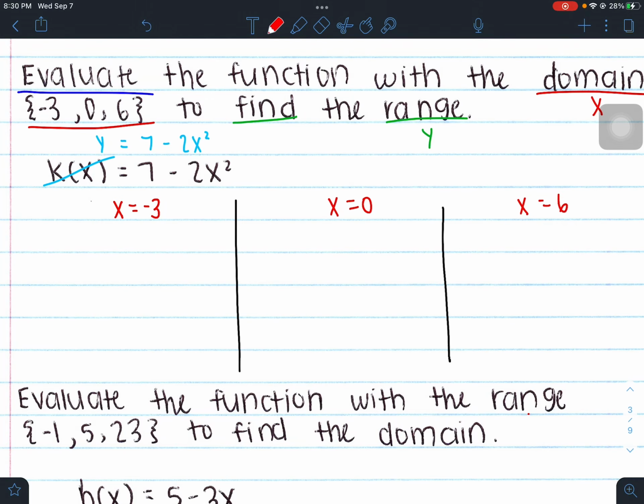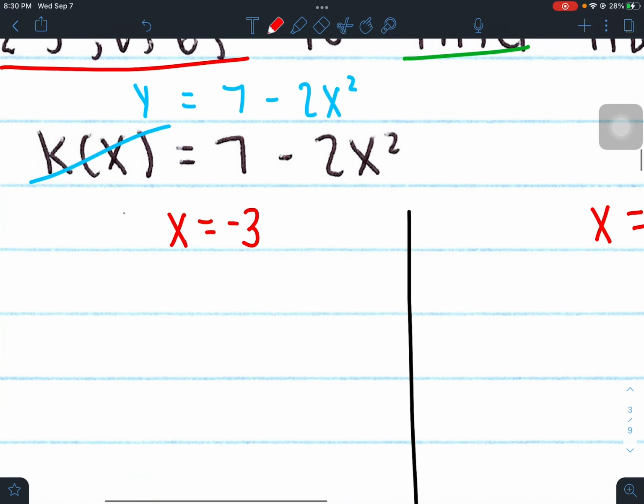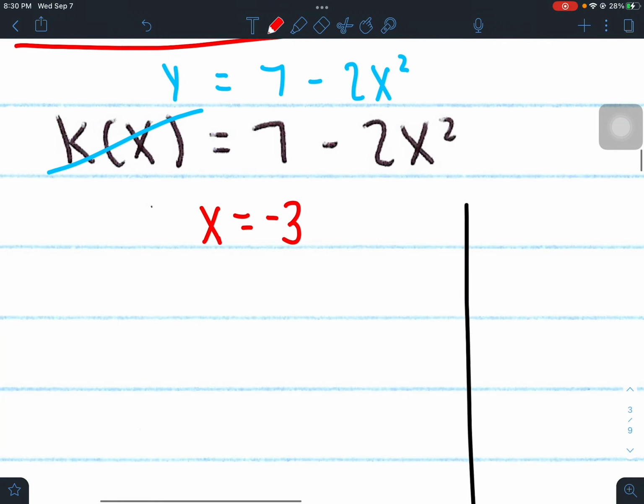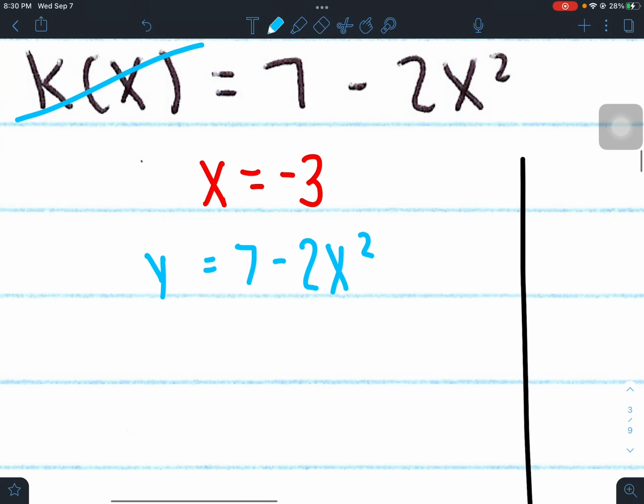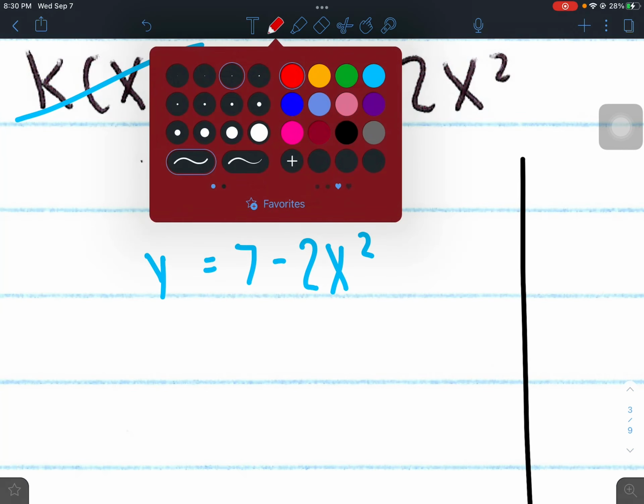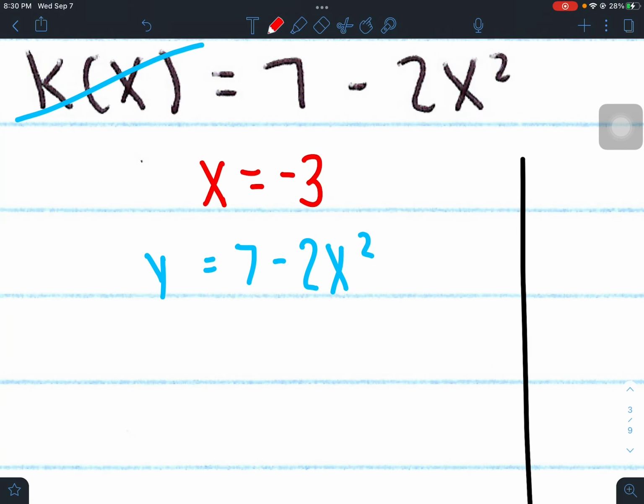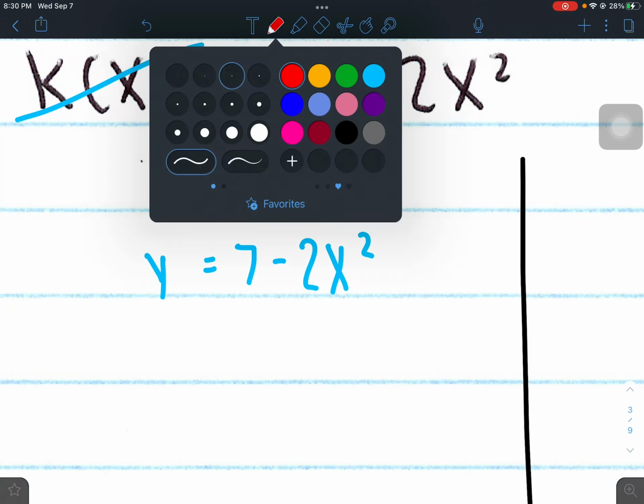Now, I'm going to use that function, y equals 7 minus 2x squared in baby blue right there. I'm going to use that for each of these values. So first, I'm going to evaluate for x equals -3. So I'm going to go ahead and copy down the function that I have above. And then I'm going to evaluate. Well, x equals -3. So where am I going to plug in -3 into this function? I'm going to plug it in for your x value because x equals -3.